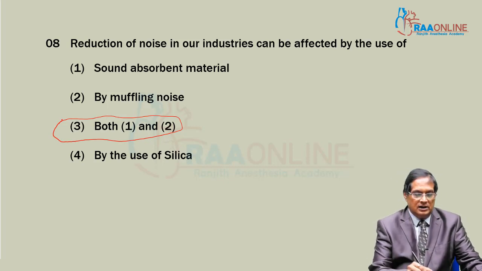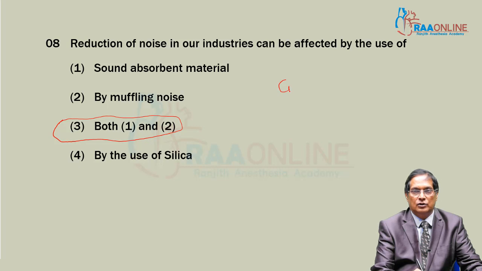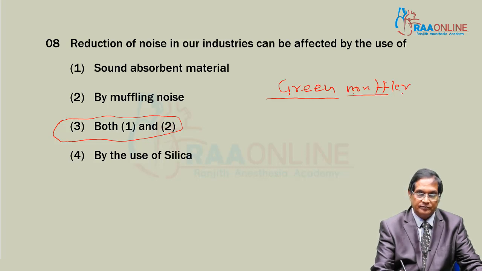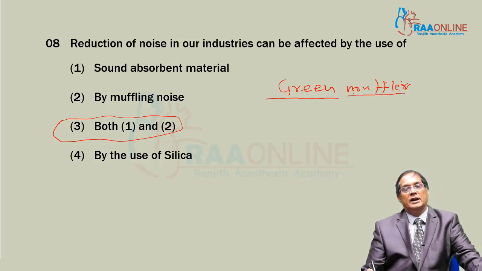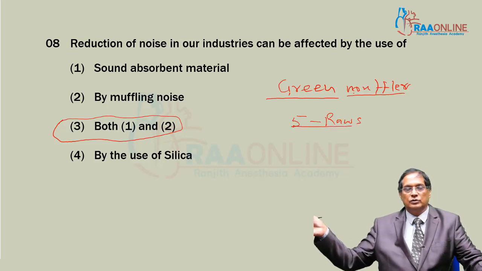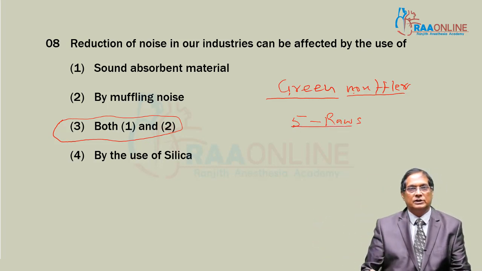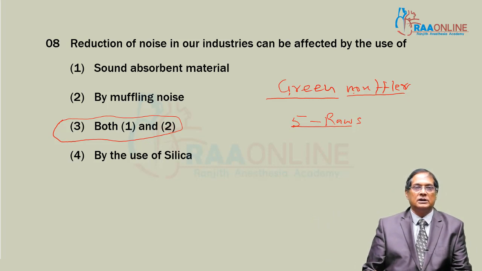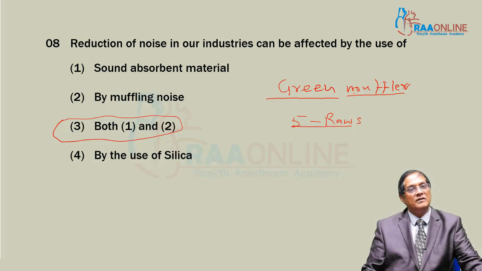Green muffler scheme. The government has launched a scheme called the green muffler scheme. Around roadsides as well as industry, plantation is done in 5 rows on both sides of the road as well as around the industry, because plants are very good absorbents of sound. That is known as the green muffler scheme.